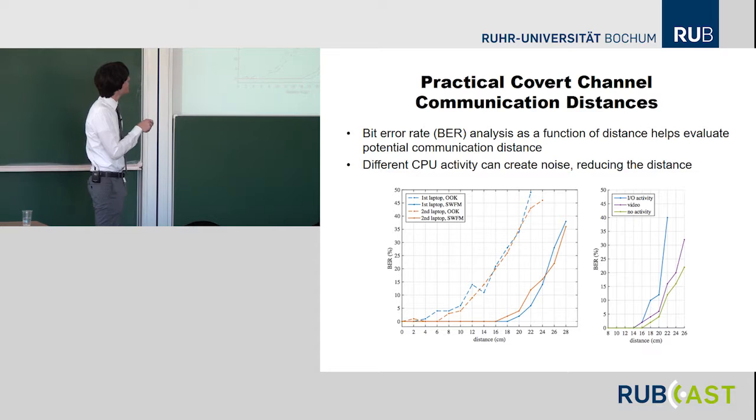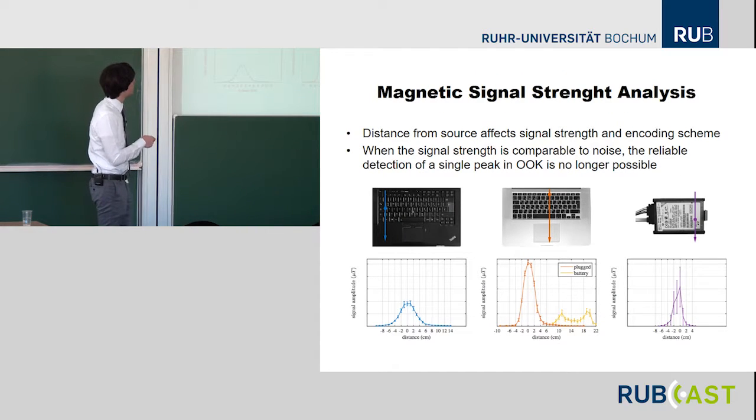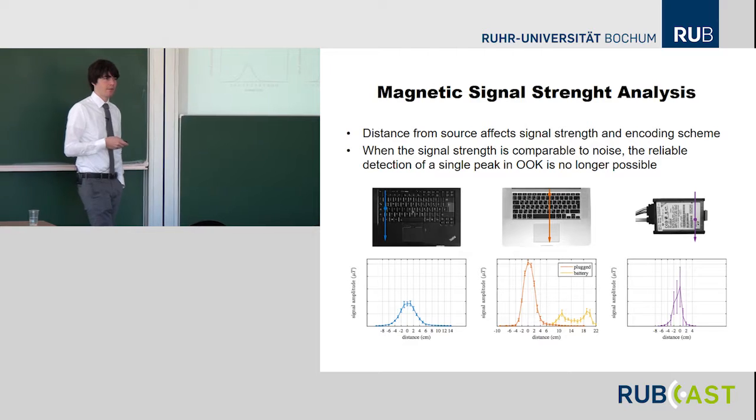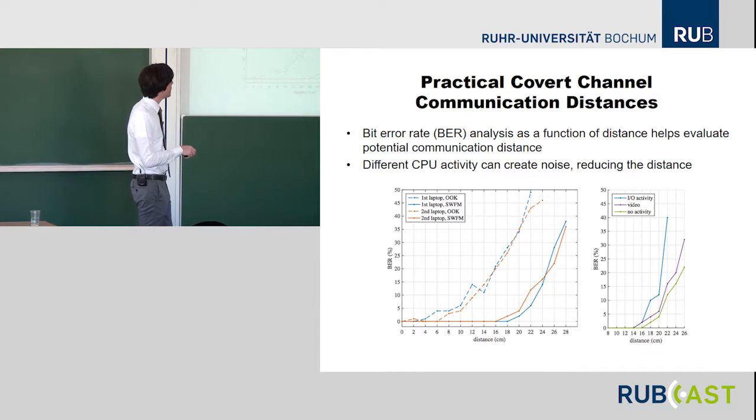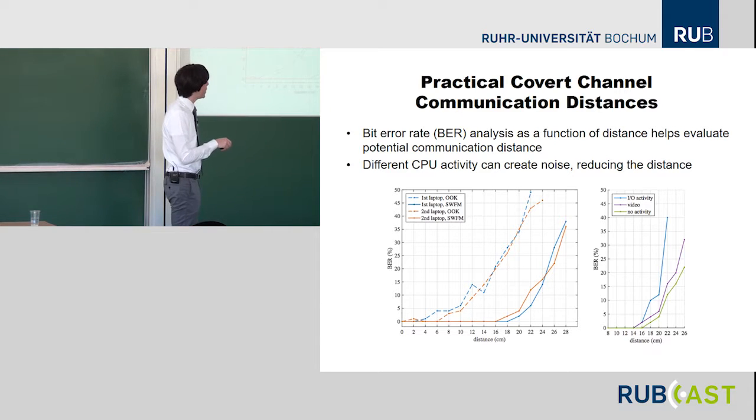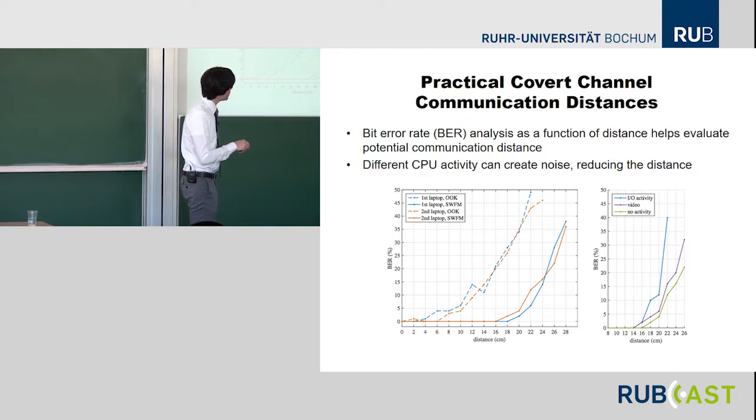So I should have highlighted that these measurements are now done from the CPU. You could do similar analysis for the hard drive, but at least for these laptops, it seems that it was much easier to modulate what the CPU is doing, and then measure that activity. And to see how the internal noise affects this, this green line here should correspond to this orange line here. So they have about the same shape.